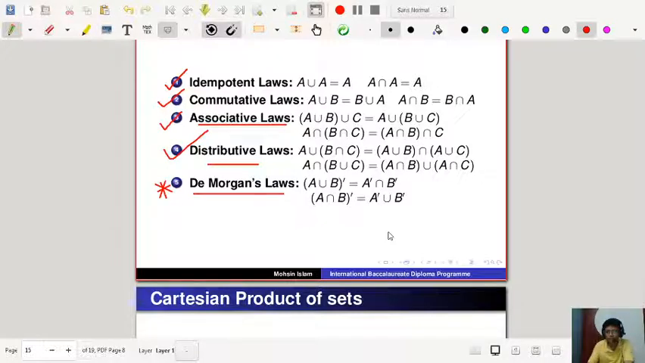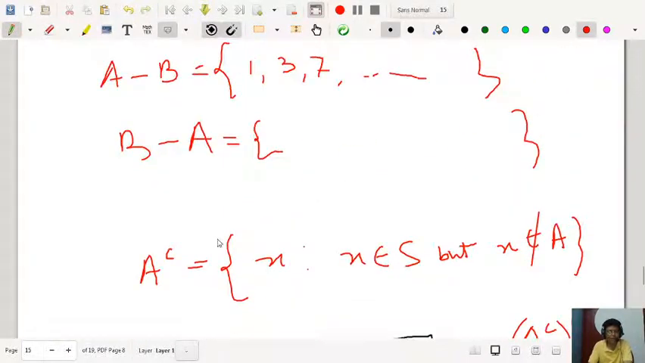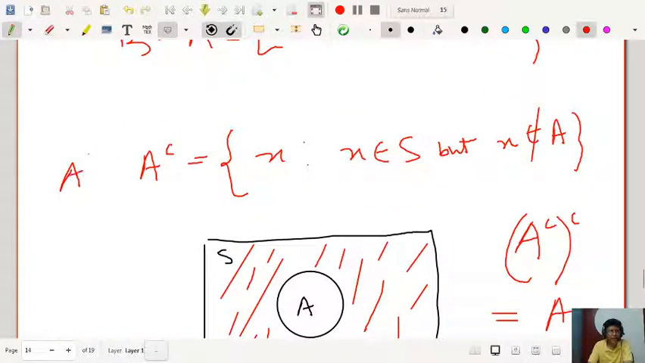It's with prime, right? (A union B) prime. Yes. That's a complement. We can denote A^C or A prime. These are the complement notations. You can use the complement C or A prime. In this case also, you can write A prime or A complement. Okay?